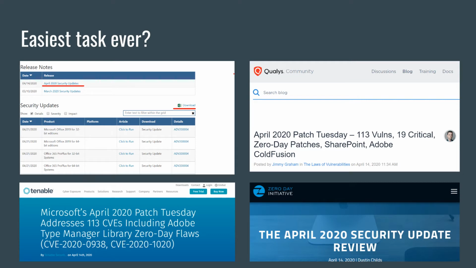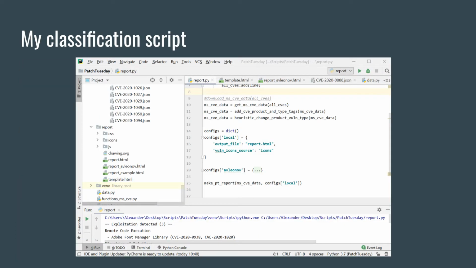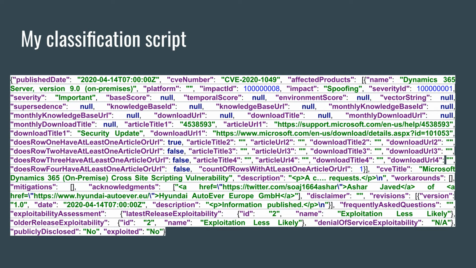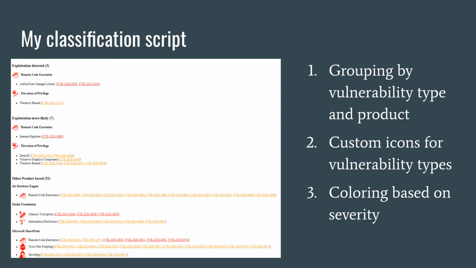And when I am reading the reports from Tenable, Qualys, and Zero Day Initiative, I see that they choose very different groups of vulnerabilities, pretty much randomly. That's why I created a script that takes Patch Tuesday CVE data from Microsoft.com and visualizes it, giving me a helicopter view on what can be interesting there, with nice grouping by vulnerability type and product, with custom icons for vulnerability types, coloring based on severity, and so on.